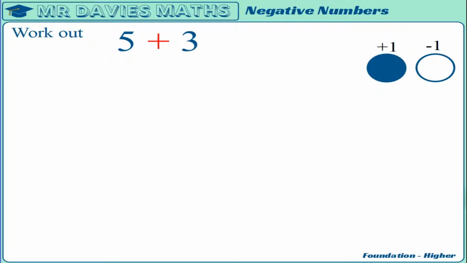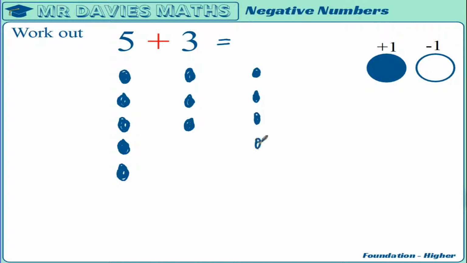So I've got 5 added to 3. Because this is a positive value, I'm going to think of 1, 2, 3, 4, 5. So I've got 5 positive numbers and I've also got 3 positive numbers. When it's an add question, I'm going to combine these two together, which will give me a total of 8 positive numbers. That's what adding means, group them together.